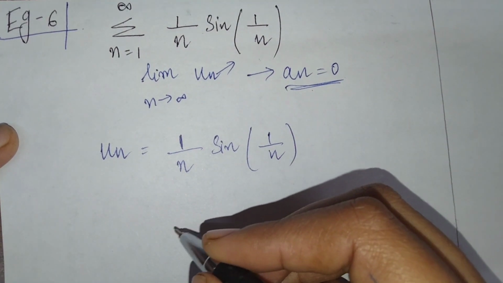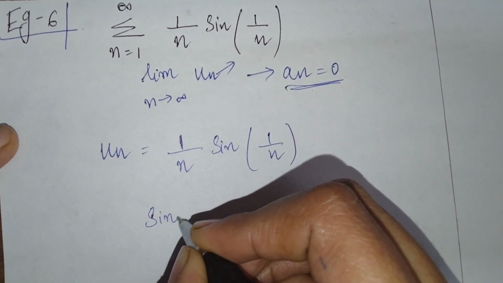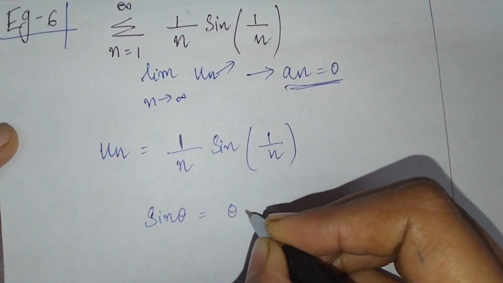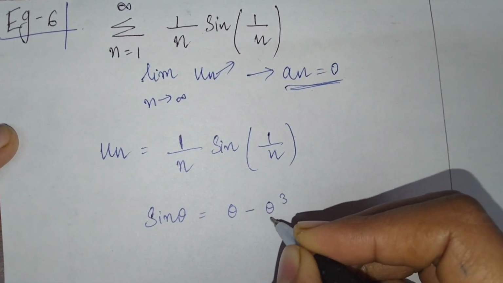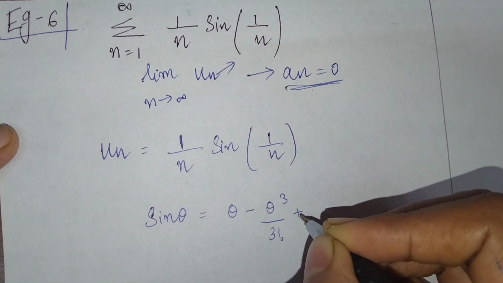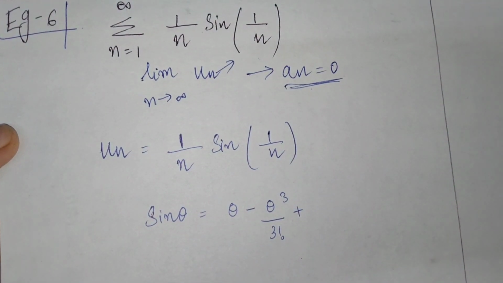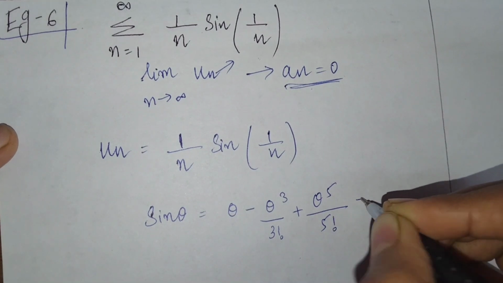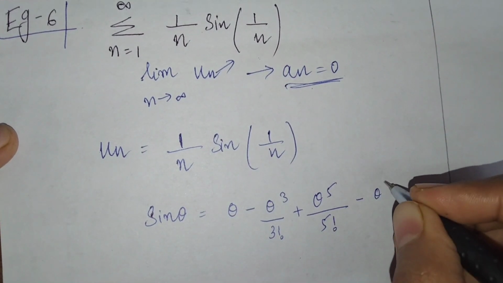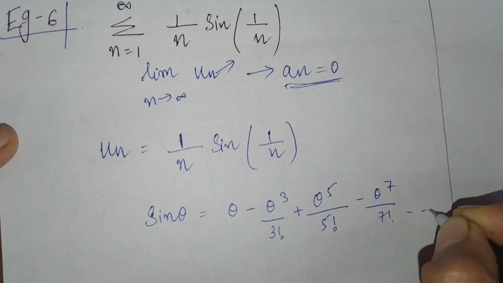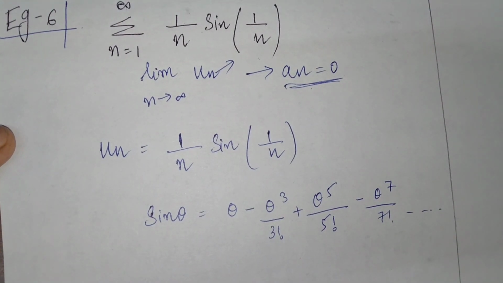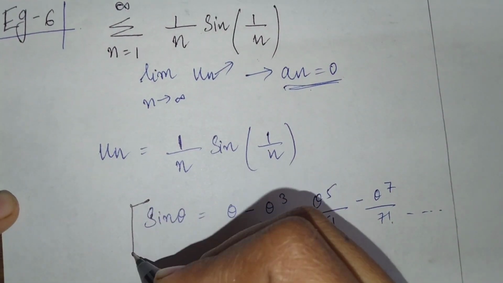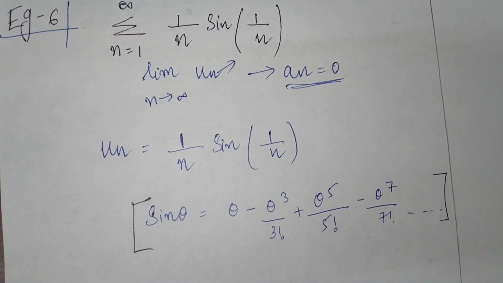But we know the formula of sine theta. Sine theta is theta minus theta cube by 3 factorial plus theta raised to 5 upon 5 factorial minus theta 7 by 7 factorial and so on. So this is the formula that you have to remember. You should know, I think you know all.